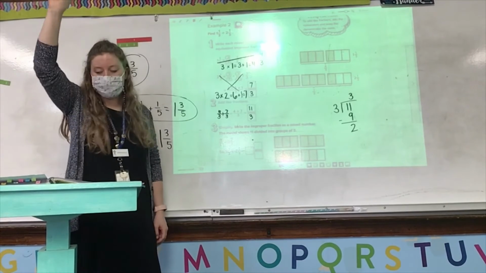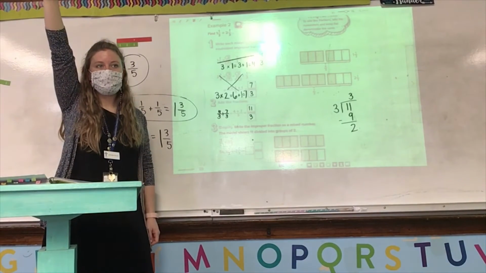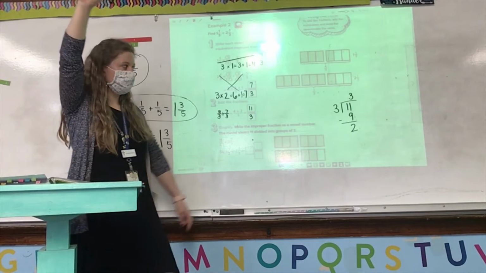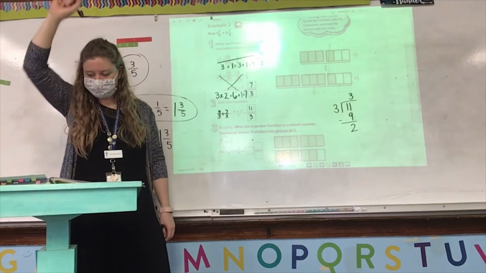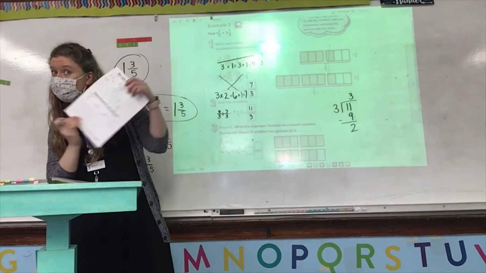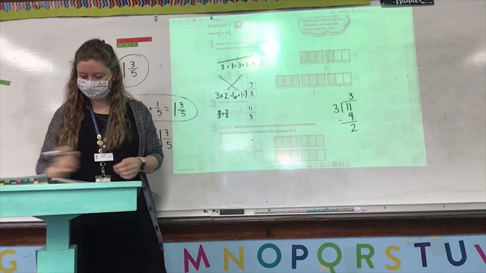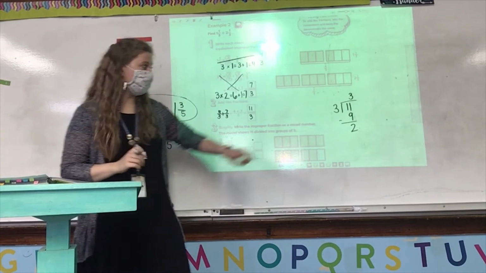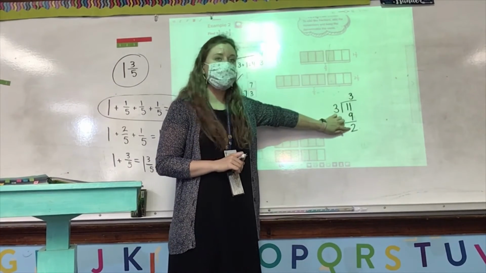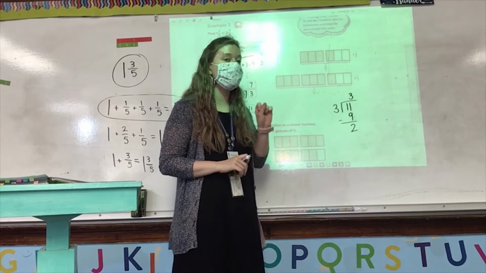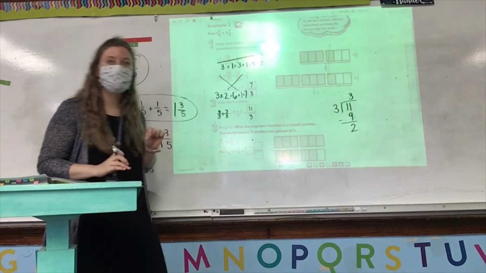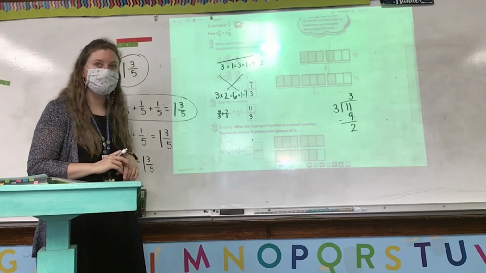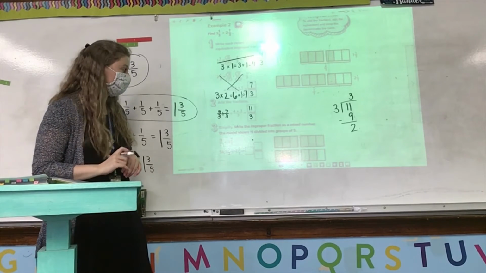So now we have this division problem. Where does our whole number come from? Lena, our answer. What part of the answer? Because we have our whole number and our remainder. We can't have 3 remainder 2 as our whole number. So what is our whole number? 3.